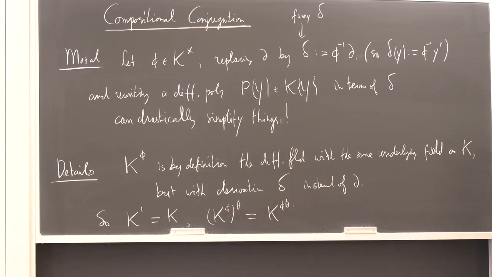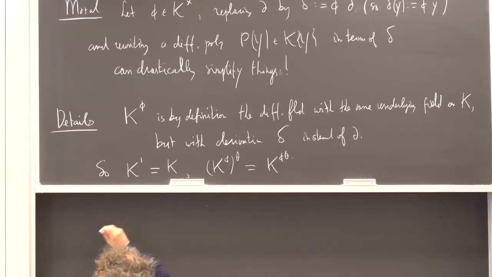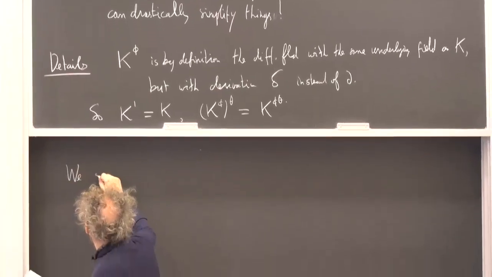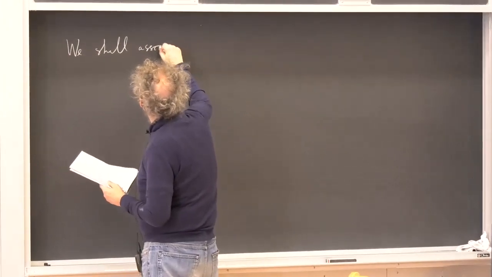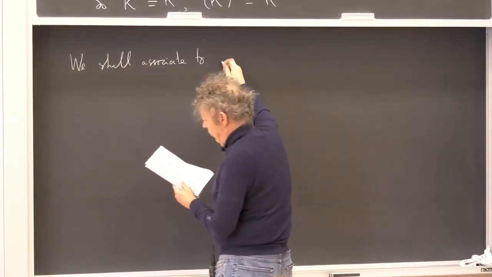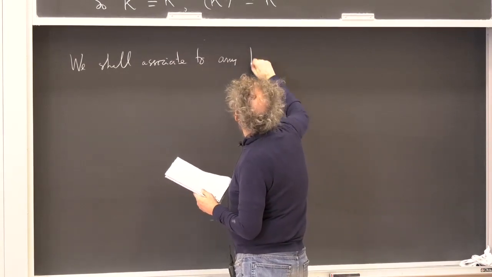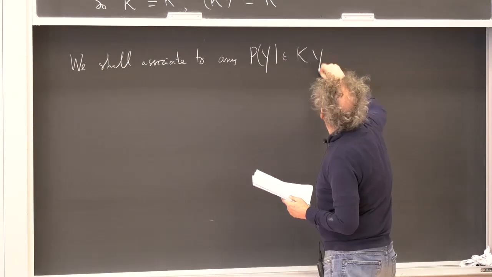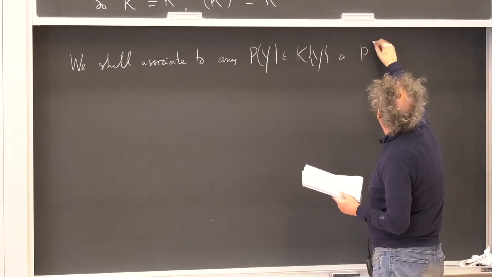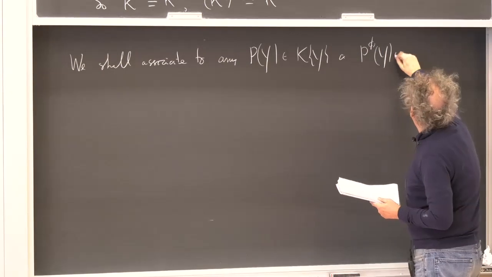So now the goal is to associate to a differential polynomial over K, a differential polynomial over K^phi that behaves in the same way when you evaluate at elements of the underlying fields. So we shall associate to any P in K{Y} a differential polynomial which we write as P^phi, which is now in K^phi{Y}.